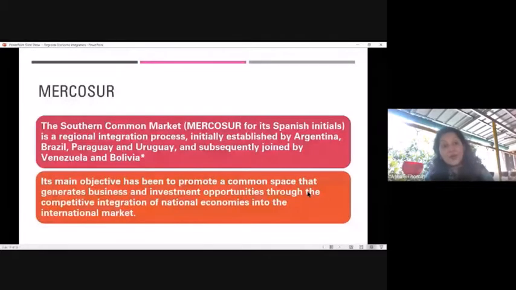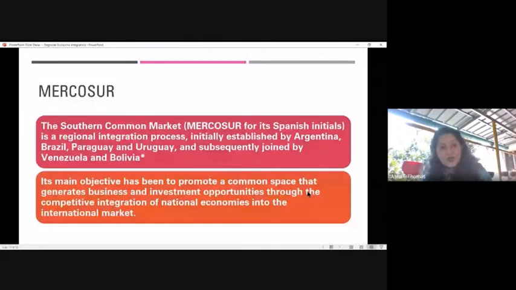Then Mercosur, it's actually a Spanish word. This is another example of a common market in the southern part. Initially it was established by Argentina, Brazil, Paraguay, Uruguay.